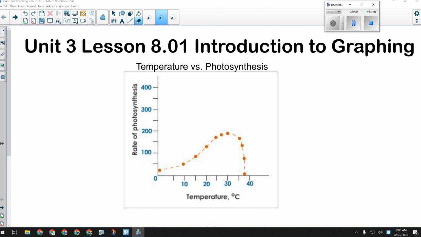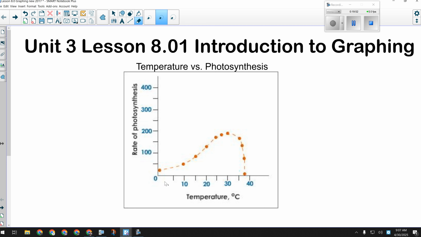Now, temperature is not a super common manipulated variable. The most common manipulated variable is time. Okay? But in this case, this was an experiment about temperature versus rate of photosynthesis. Okay? So it clearly shows that as the experimenter increased the temperature of the experiment, the rate at which photosynthesis occurred went up and then plummeted. Right? So we can see the effect of the manipulated variable on the responding variable. It's a great setup. Okay?